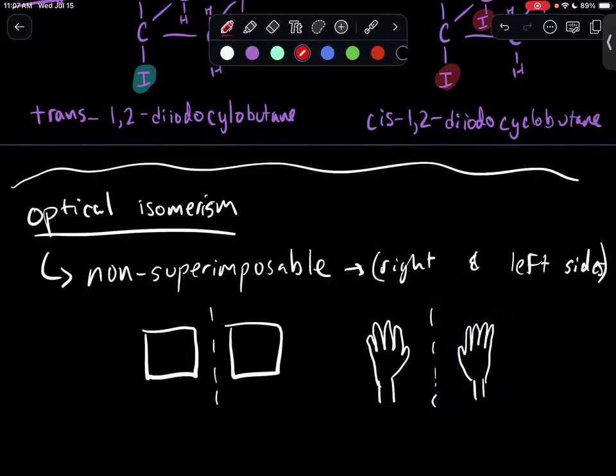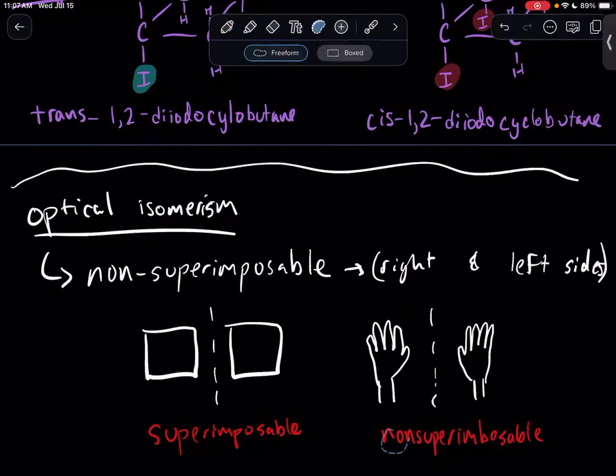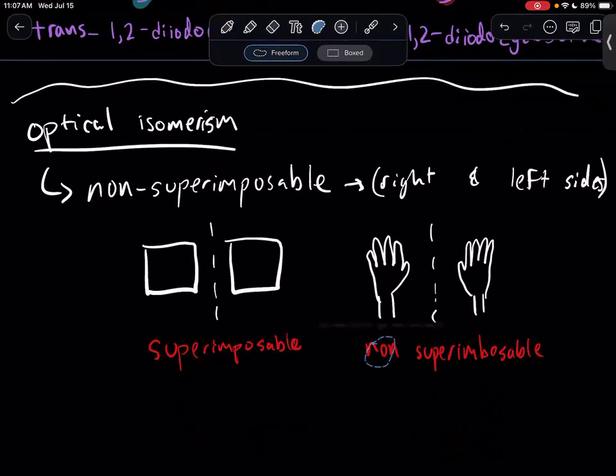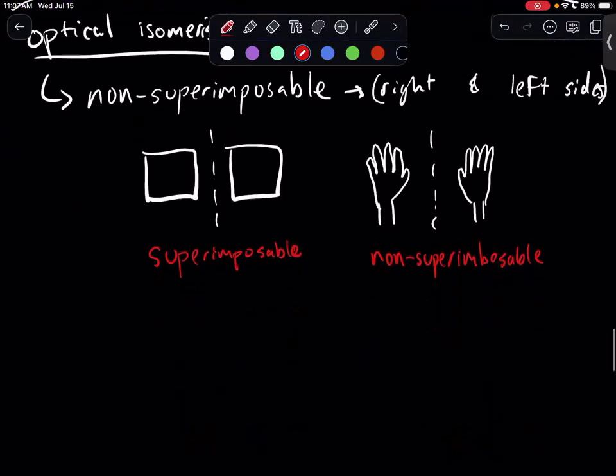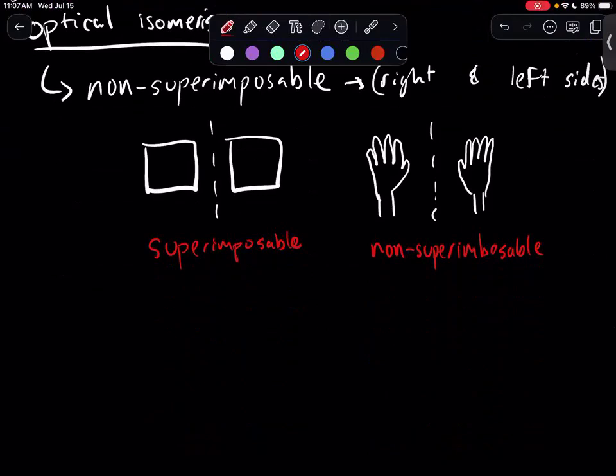So this is what we would call non-superimposable. Well, this is on the left, this is superimposable. This is what it means to have optical isomerism. They are mirror images, yet they are not the same. And so how does this happen? How do we bring in that weird word that I had about chiral centers? Well, let's take a look at a chemical formula first. And I'm going to use a stereochemical formula. So make sure that you remember how to draw these.